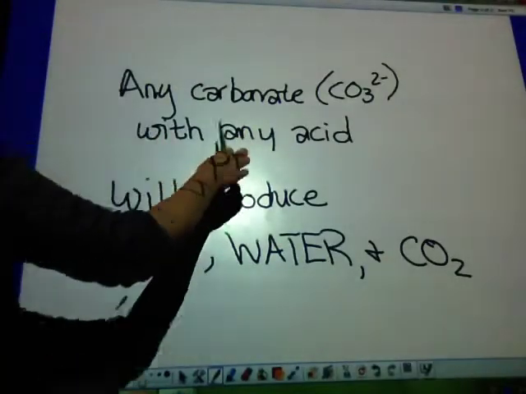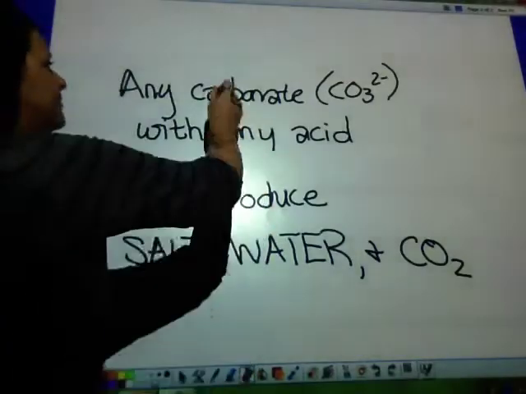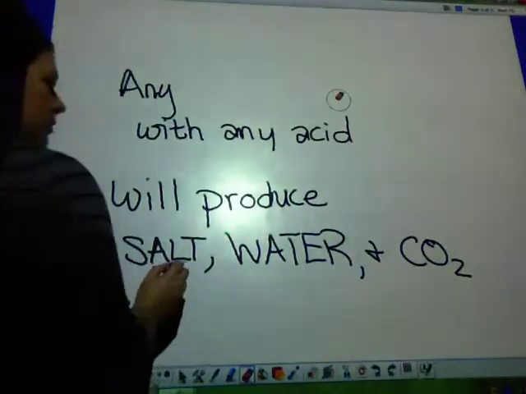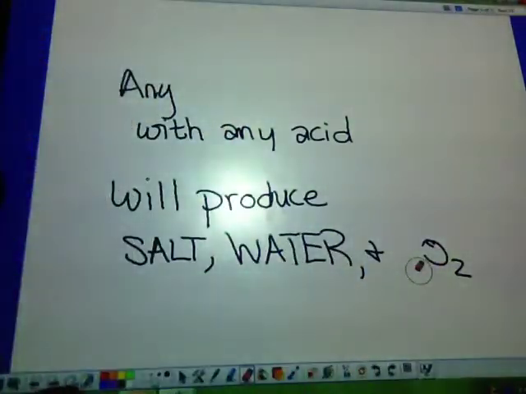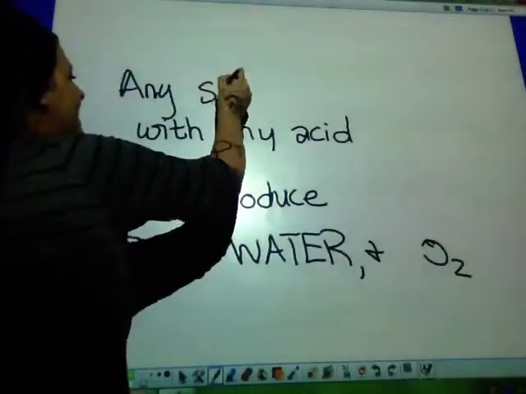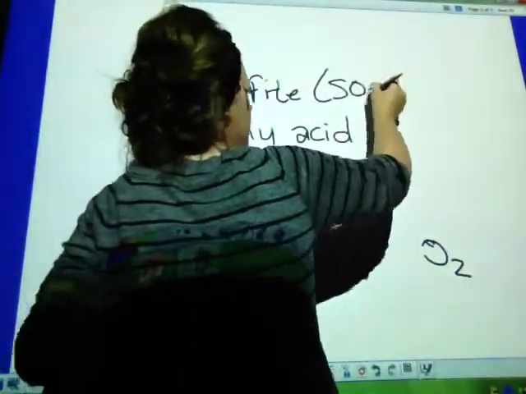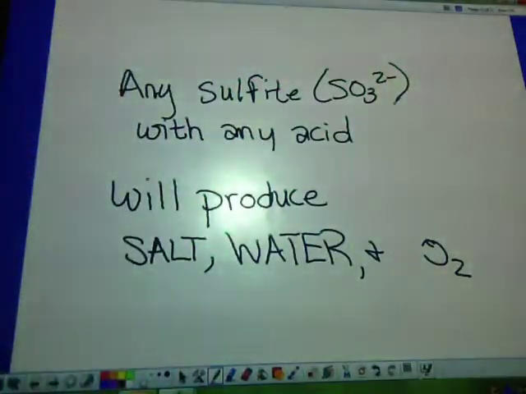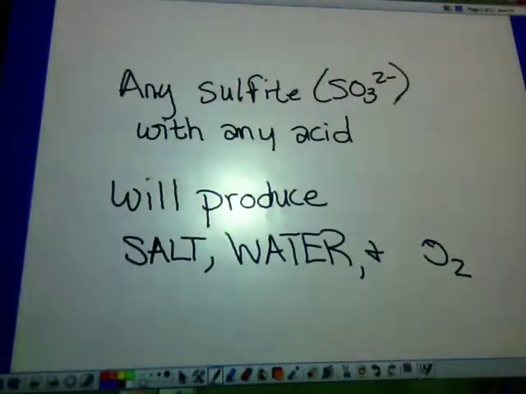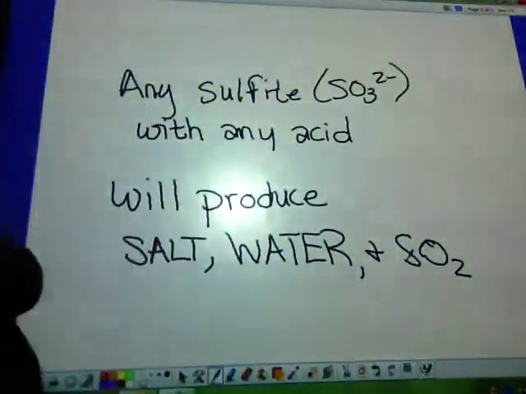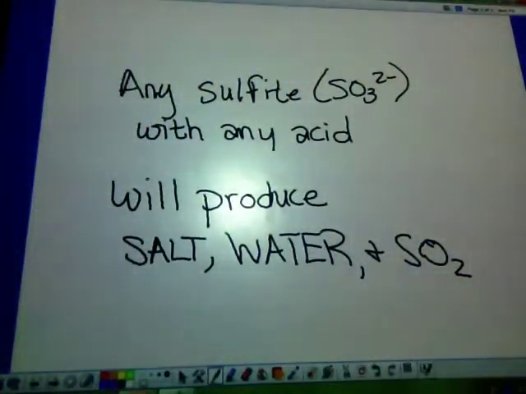So instead of any carbonate, any sulfite, which is SO3 2-, that reacts with any acid will produce salt, water, and sulfur dioxide, SO2. Any sulfite, SO3, with any acid will produce salt, water, and SO2.